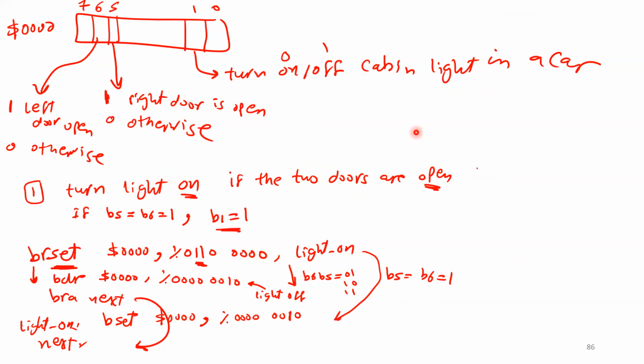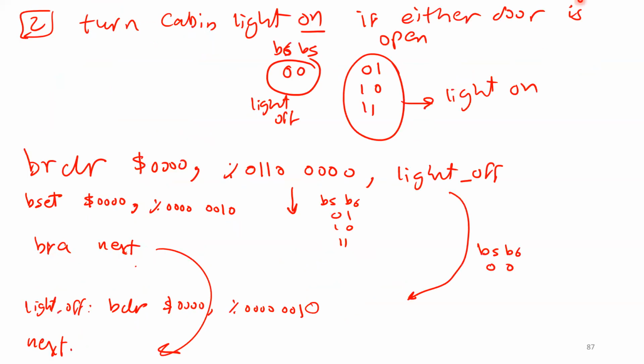Okay, any question? Okay, I'm going to change the logic now and see how we can do it. So now I'm going to change the logic. I'm going to say I want to turn the cabin light on if either door is open. So if any one is open, if I have 2 bits, I have 4 cases: 0, 0, 0, 1, 1, 0, 1, 1.